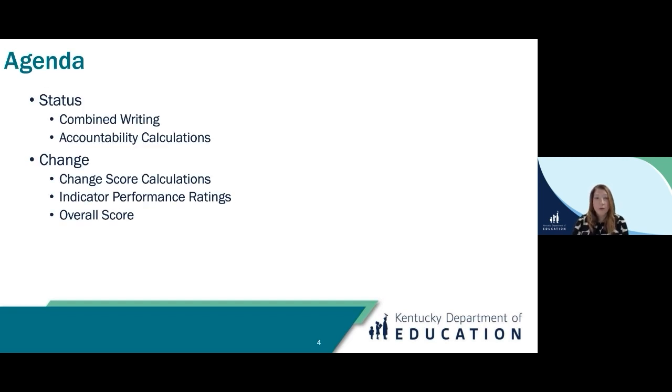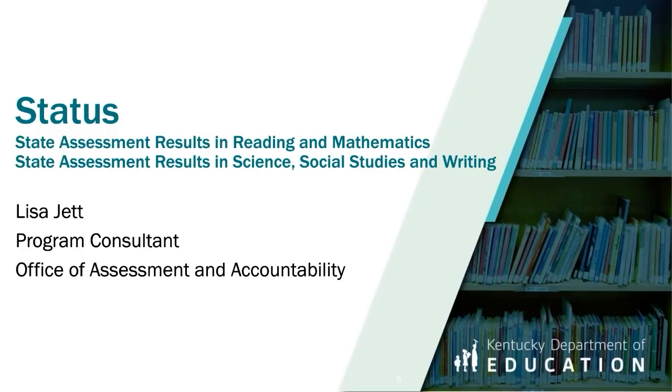In this training, I will provide you with an overview of the status component of Kentucky's accountability system, including combined writing and accountability calculations. Melissa Chandler will use the second half of this presentation to provide you with information on the change component, including change score calculations, indicator performance ratings, and the overall score. First, let's take a look at status for the state assessment results in reading and mathematics and state assessment results in science, social studies, and writing.